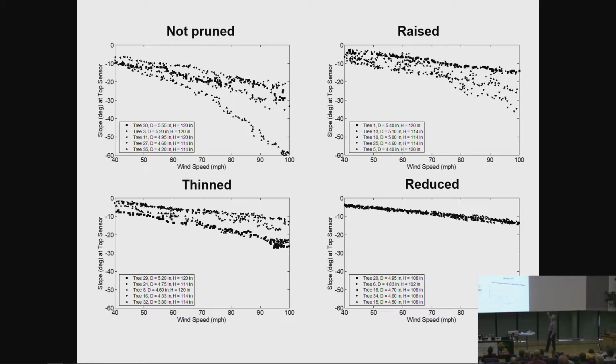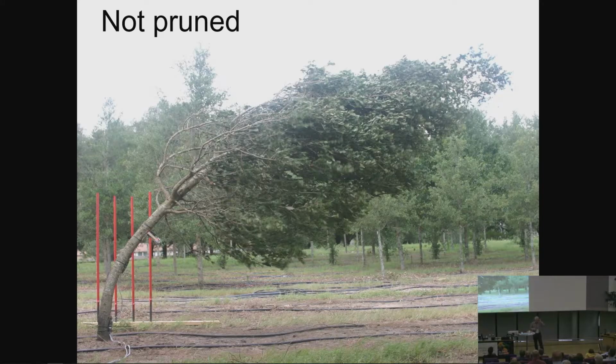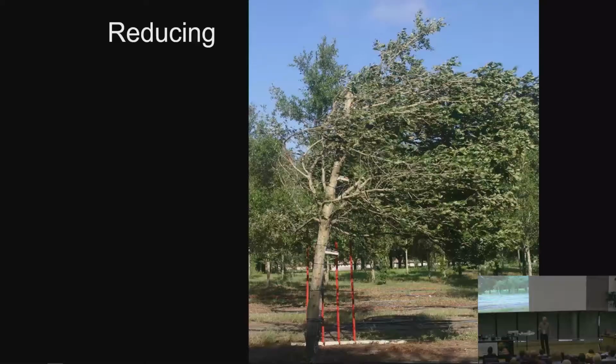But look what reduction does to predictability. You know exactly what that tree's going to do. I mean, there's 5 trees in there, so there's no spread at all. They're all on that line. That's pretty cool. Data almost never does that. So here's the 60-degree tilt at the top of the tree. And here's the reduced. So you can see a tremendous difference in the response to that different pruning.